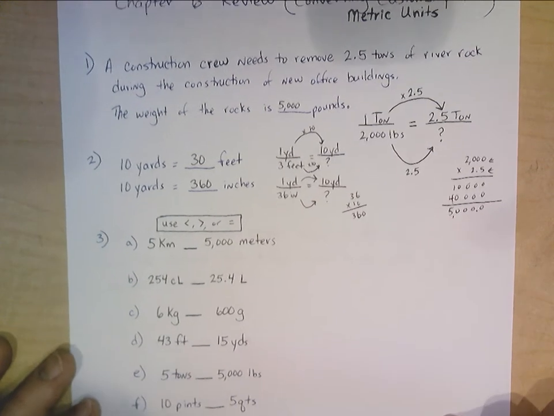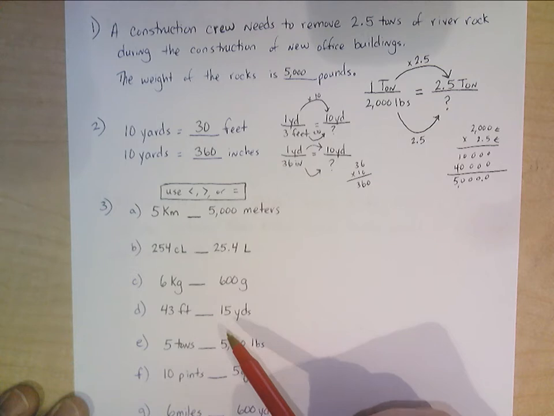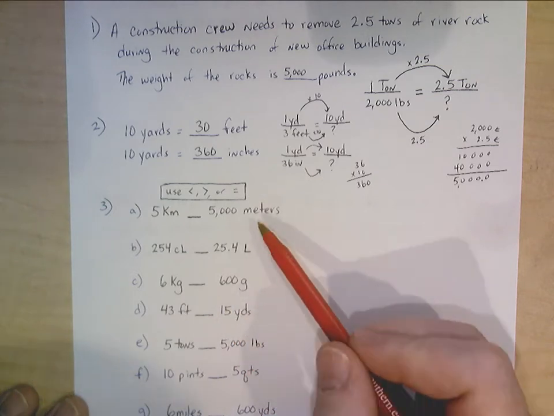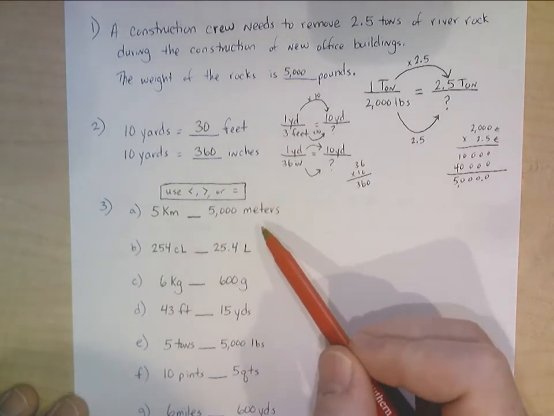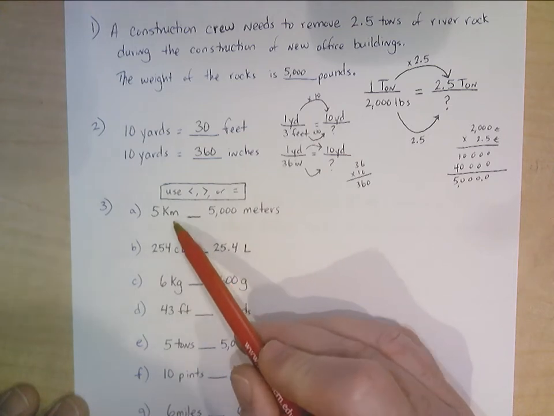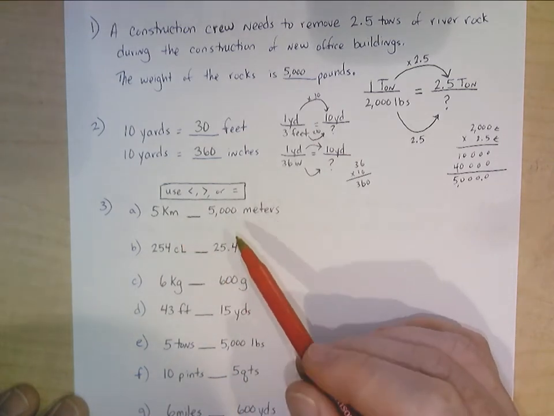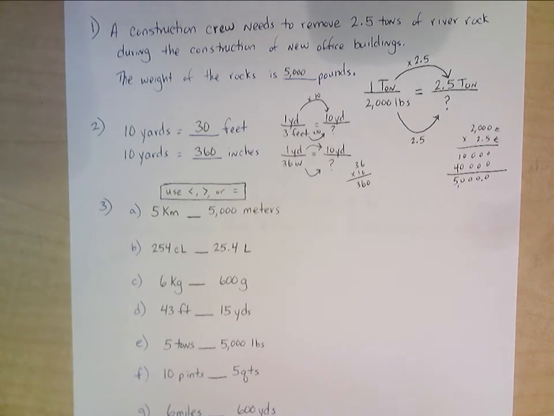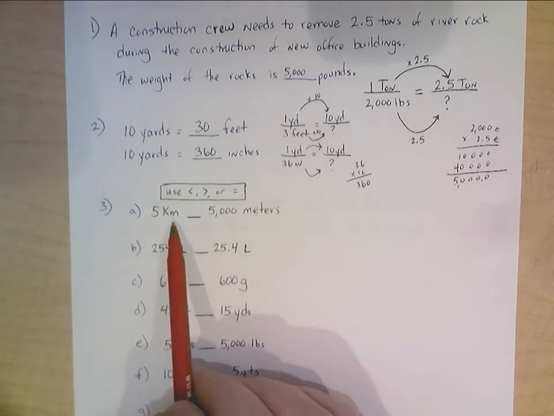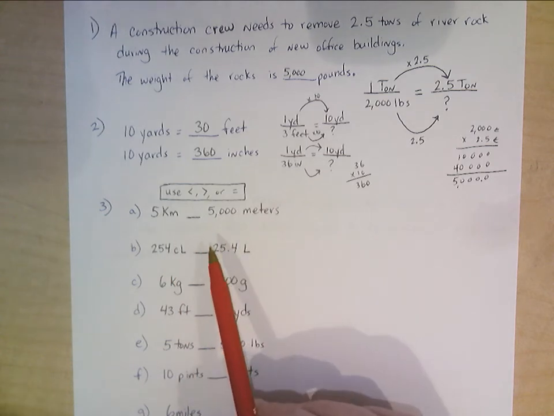All right, number 3. Now, when it comes to comparing different units, it's very difficult to do that unless you know what the units are in terms of. For example, if I converted kilometers to meters, or if I converted meters to kilometers, then I can compare them. So you want to find out which one you want to convert over. Do you want to convert kilometers over to meters or meters over to kilometers? It doesn't matter which one you pick. You can only do one.